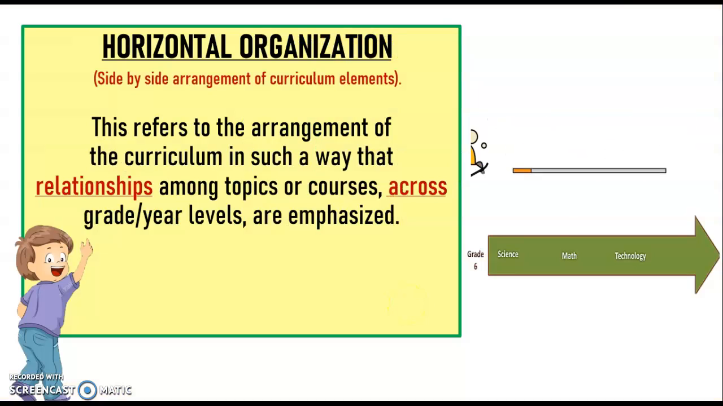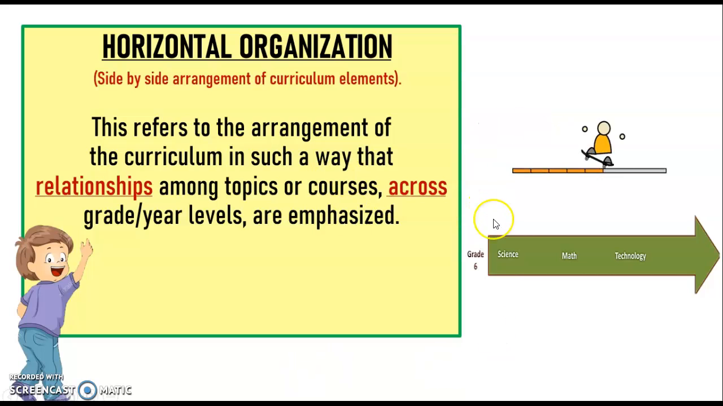Now, as it relates to horizontal organization, back to our mathematics foundation, we know that horizontal lines run across from left to right. And so we are talking now about the side-by-side arrangement of curriculum elements, or the concepts, the themes, the topics in the curriculum. This refers to the arrangement of these topics in such a way that the relationships among the topics are clearly seen by the students even as they move across subject areas and different grades.